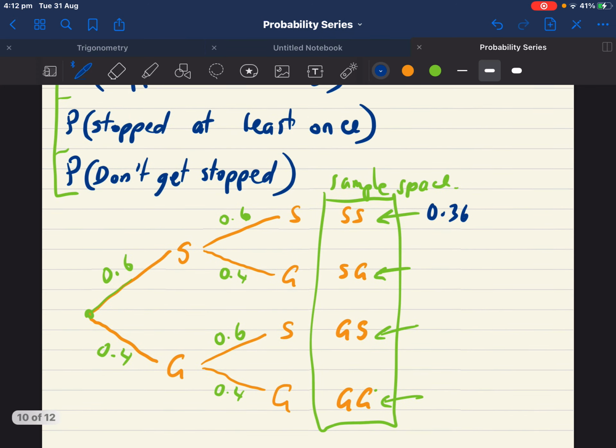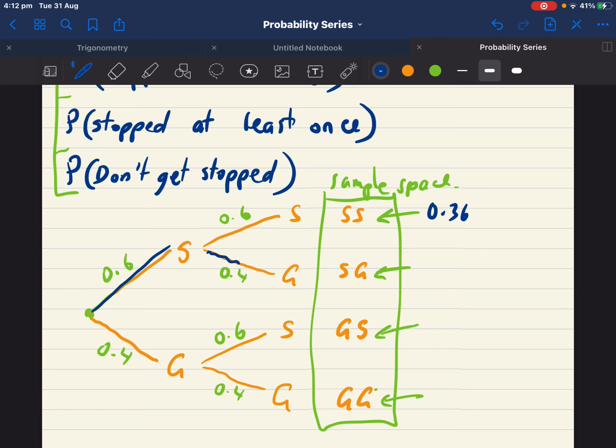Now the next one, this is this arm and this arm. So to find that probability, multiply those numbers. 0.6 times 0.4, you get 0.24, a 24% chance. The next one, again, multiplying those arms, you get 0.24. Again, these were getting stopped once, not getting stopped the other time. And the best case scenario, unfortunately, happens to be the most unlikely. Multiplying the arms, you get a 16% chance of not getting stopped at all. Getting lucky both times becomes increasingly harder the luckier it is.